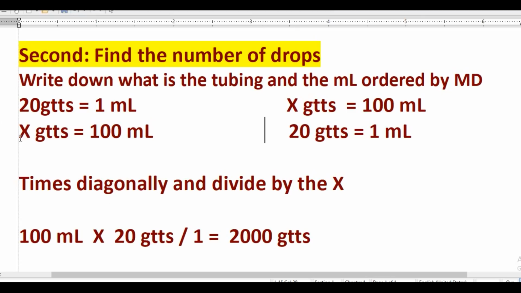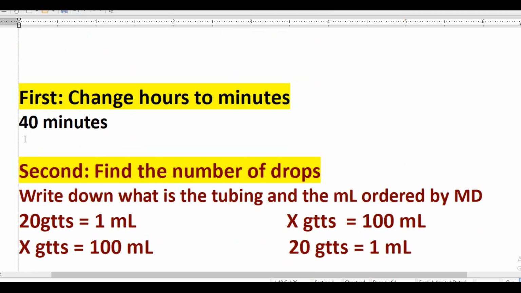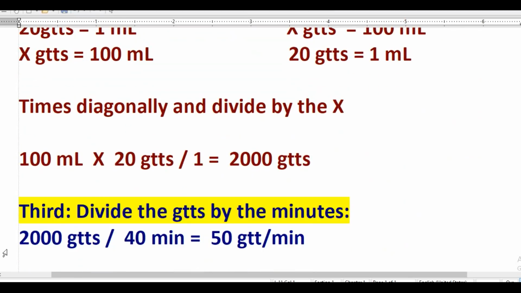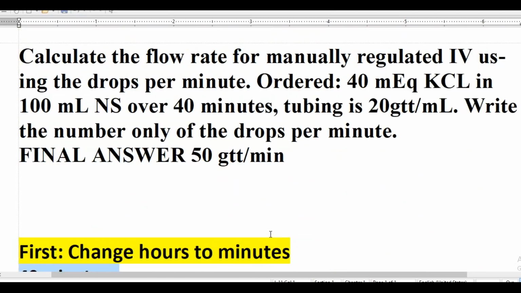And then we also divide diagonally. So you divide by the X. So divided by 1. So 100 times 20 divided by 1 is 2,000 drops. So we have 2,000 drops and we have 40 minutes. So all we have to do now is take the 2,000, divide that by 40 minutes. 2,000 drops divided by 40 minutes is 50 drops per minute.